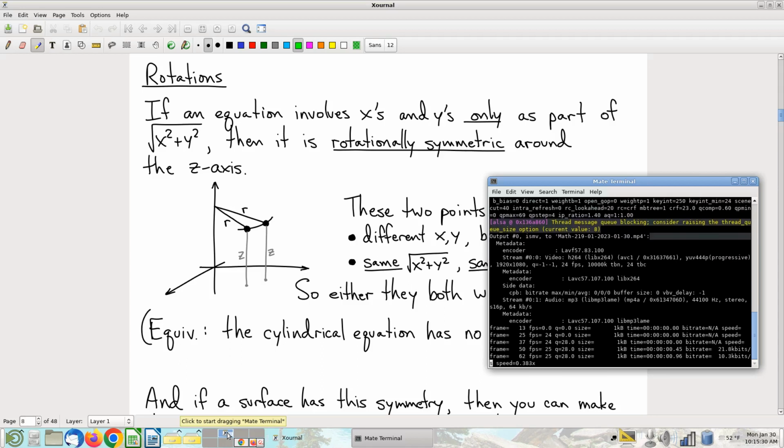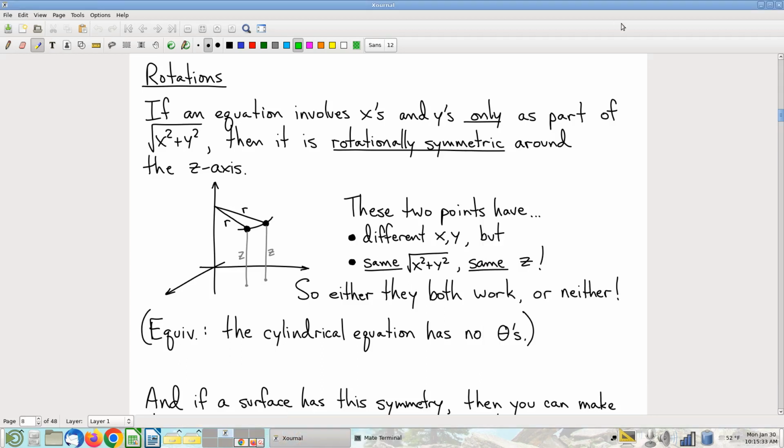Okay, off we go. So last time we were talking about rotations. What I mean is equations with three variables, so representing surfaces in three dimensions, that are rotationally symmetric around an axis. So here was the observation that we made last time in reference to the equation. Right? So if x's and y's appear only as a part of this expression.